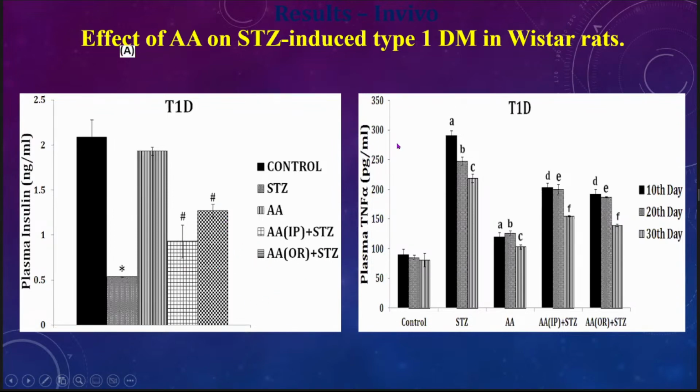Then, because we believe that nowadays diabetes is an inflammatory condition, we looked at the plasma TNF alpha levels. They are very high in streptozotocin treated animals where type 1 diabetes is induced, and we find that these TNF alpha levels drop. They don't come back to normal levels, but they are substantially reduced by treatment with arachidonic acid, suggesting that arachidonic acid has anti-inflammatory action.